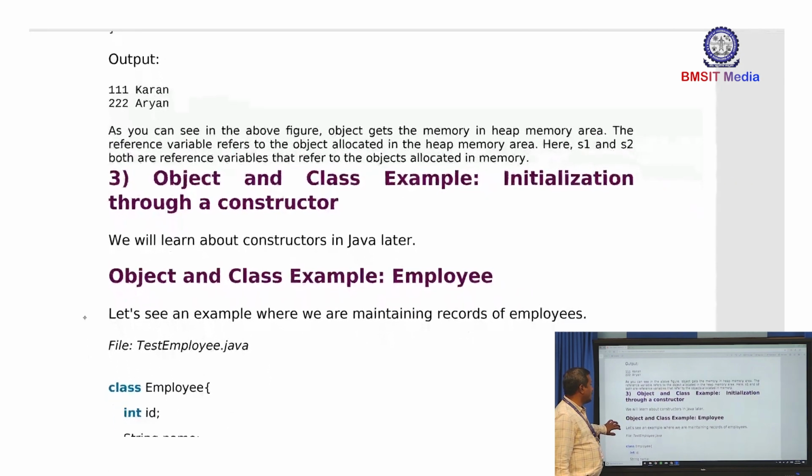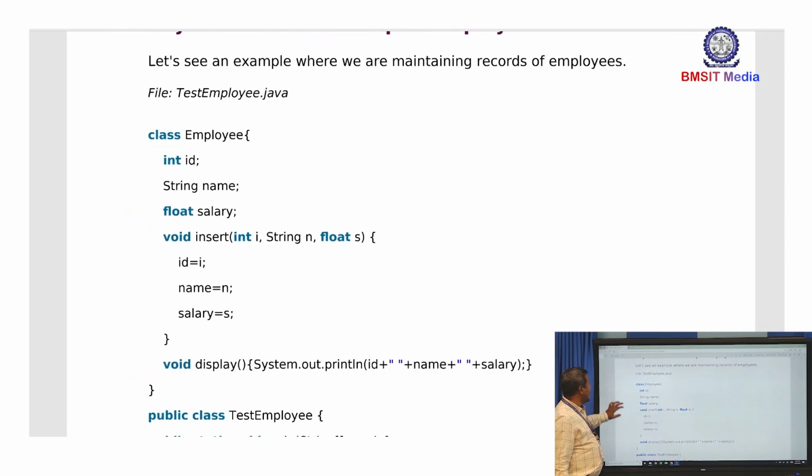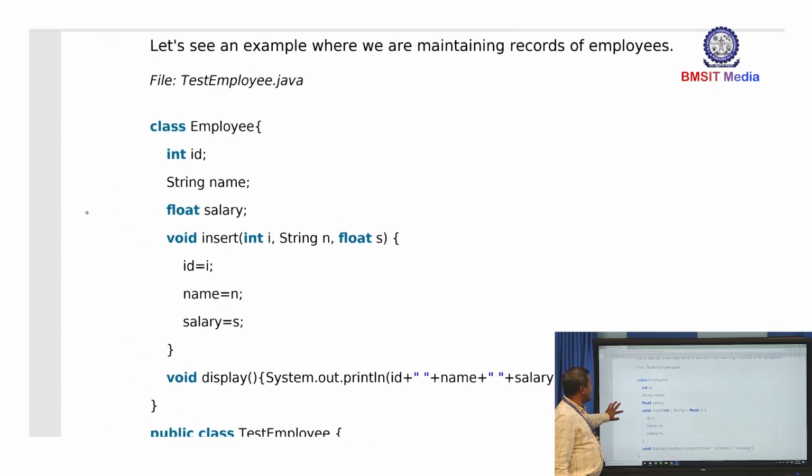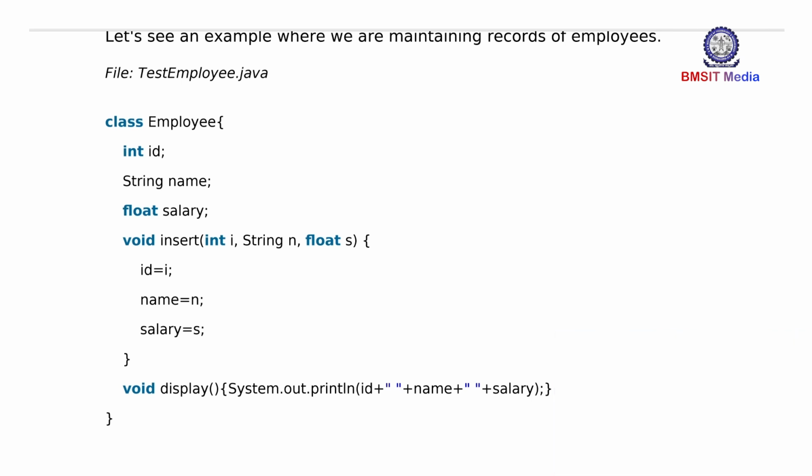Object and class example. We have an example here. The example contains again the employee ID, then string name, then float salary. So here, instead of two members, we have three members. One is ID, another is name, another is salary. Then there is a method called insert method, which takes three parameters. One is an integer, another is a string, and one more is a float parameter.